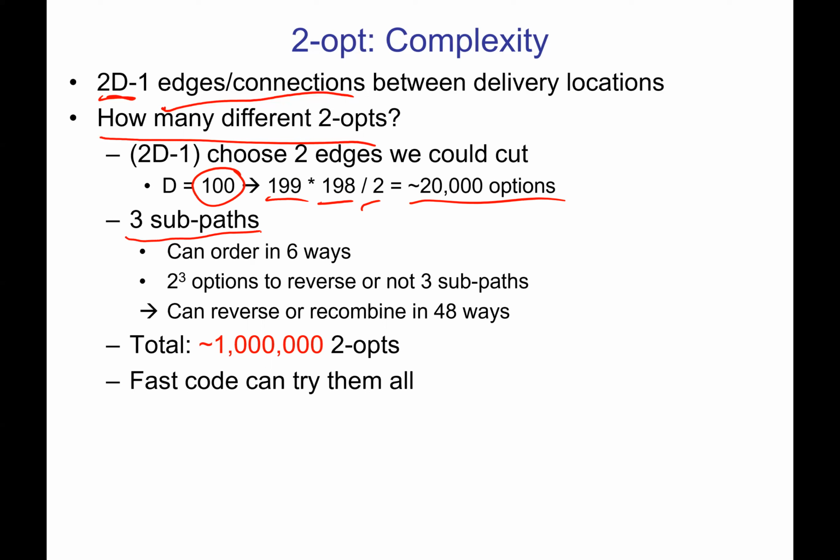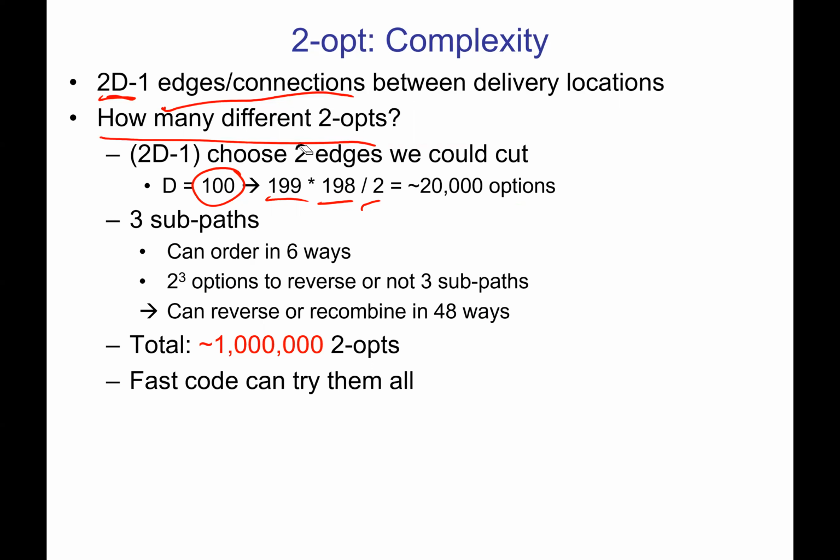That divides our path into 3 subpaths. We can reorder those in 6 ways. So we've got 3 subpaths, and we can put them in any order we want. And then for every one of those, we can choose whether to reverse them or not reverse them. So that's another 8 options. So it means that after we've cut up this long path, we can reconnect it in 48 ways.